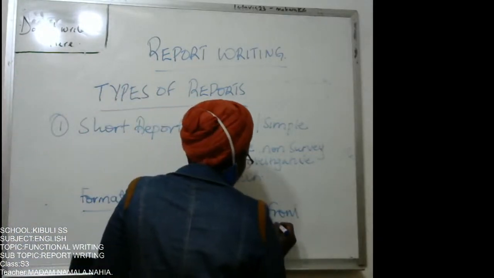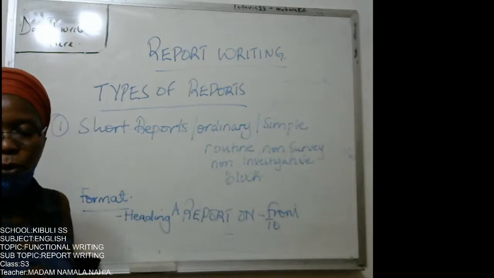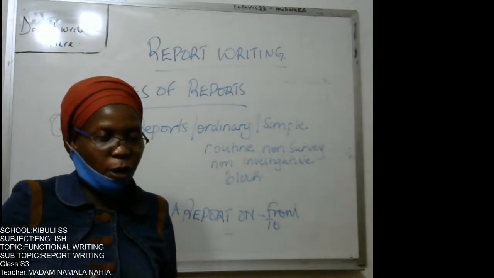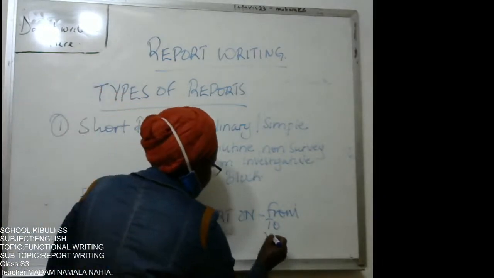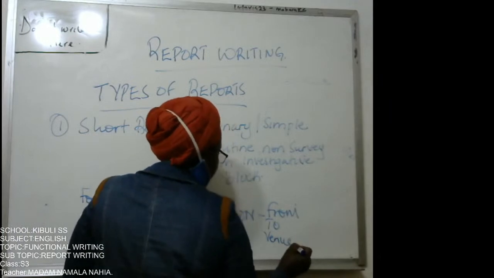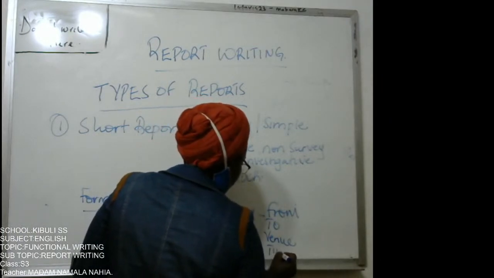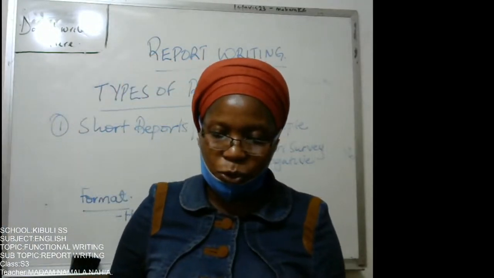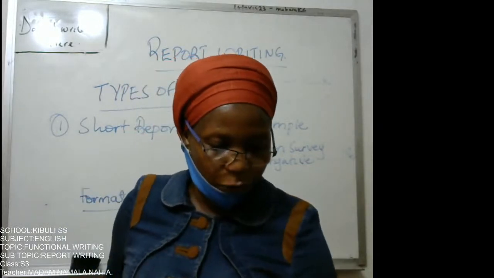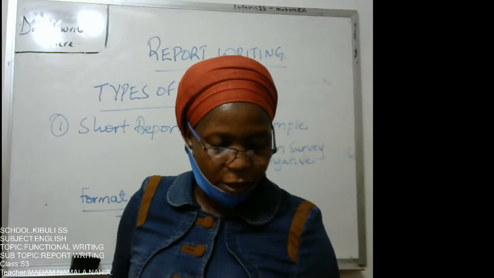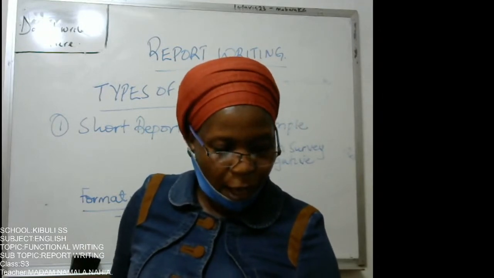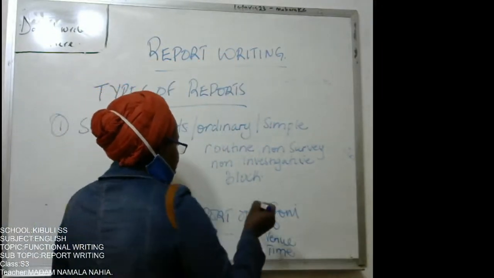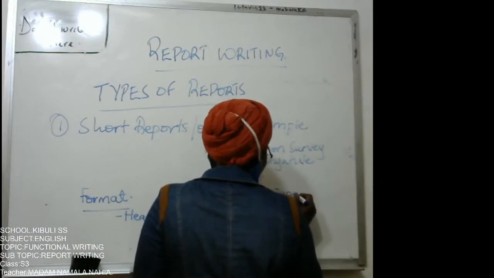Then it will also reflect the to, who is it being written to. It will also go ahead to talk about the venue where the activity took place. It will also talk about the time. When we look at the headings as we go to the samples, you realize that all this will be reflected in the different titles of the different reports that we shall look at. So the heading will give us the from, the to, the venue, and the date. But it will also stress the type of report.